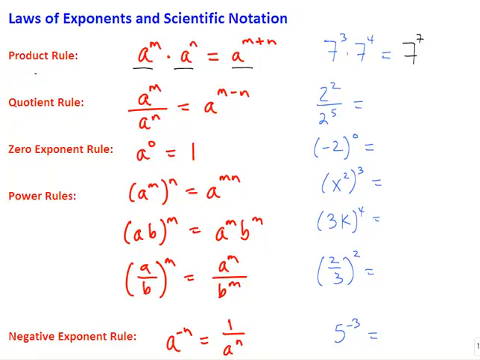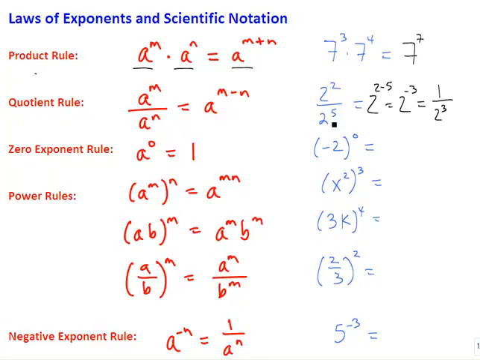The quotient rule says that if you have two expressions with the same base that you're dividing, then you're going to subtract their powers, the top power minus the bottom power. So if I have 2 squared over 2 to the fifth, then this becomes 2 to the 2 minus 5, the top power minus the bottom power. 2 minus 5 simplifies to a negative 3. We're going to talk in just a minute about negative exponents, but what this becomes is the reciprocal, 1 over 2 to the third.